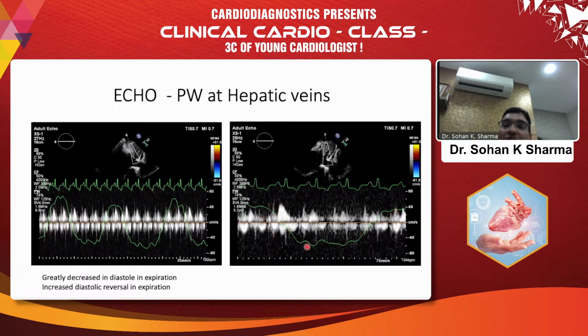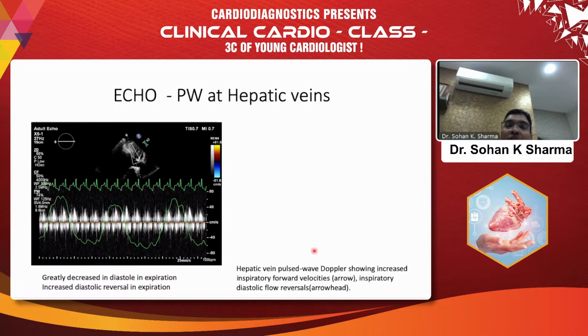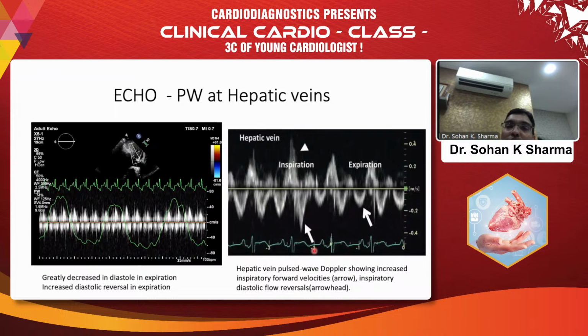It's an expiratory phase. So hepatic vein pulse wave Doppler shows increased inspiratory flow velocities and inspiratory diastolic flow reversal in the case of restrictive cardiomyopathy. This is the case of restrictive cardiomyopathy. There is an inspiratory flow reversal. This is the reversal of the flow, the arrowhead.